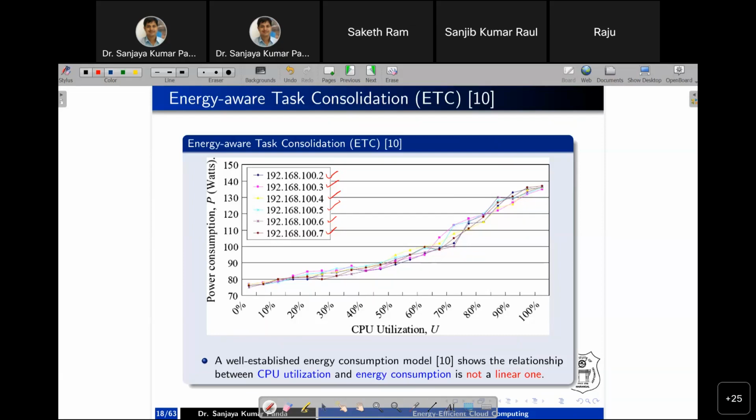Like you can see, up to 10-20%, whatever utilization you have, in the same manner the power is increased. But if you go beyond 70% or 80%, you can see the power consumption is drastically increased. That's why the relationship between the CPU utilization and energy consumption is not a linear one, right? Earlier people assumed that they are linear, but now you can consider it is not linear. If you are giving more load, then definitely it is going to increase drastically.